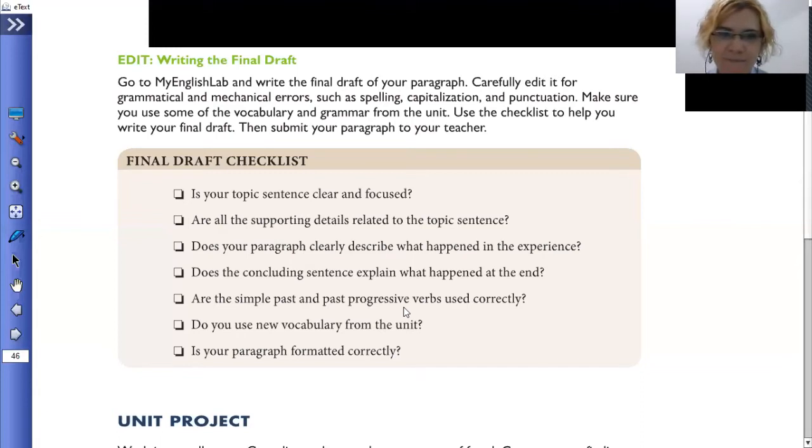So, by the way, why would we use the simple past? Anyone? Why would we use the simple past or the past progressive? Why the past? Why not the present? Why not the future?